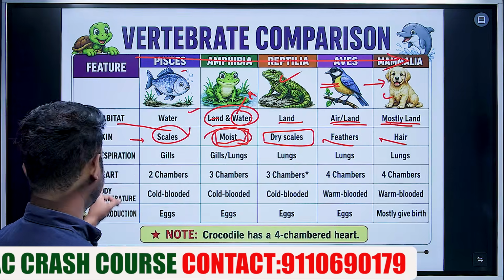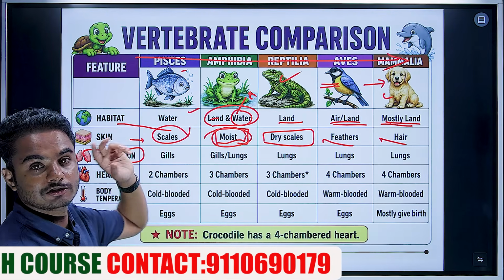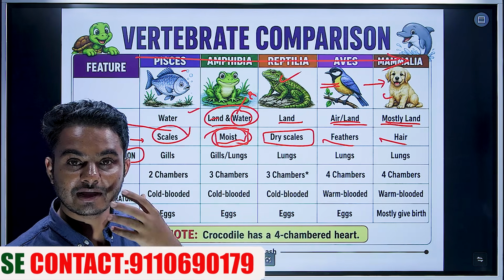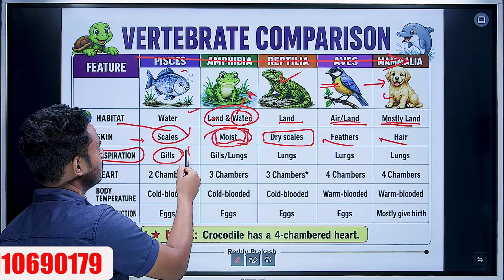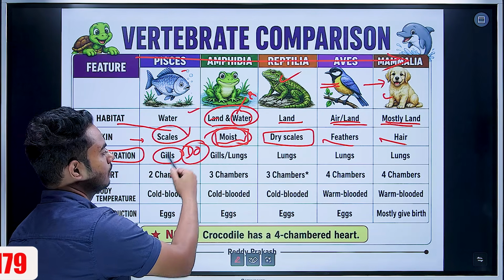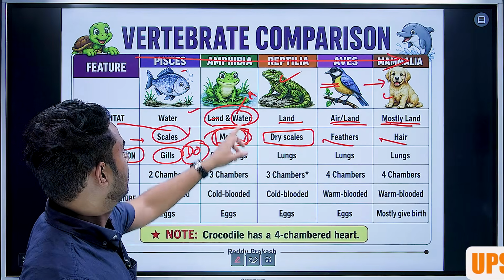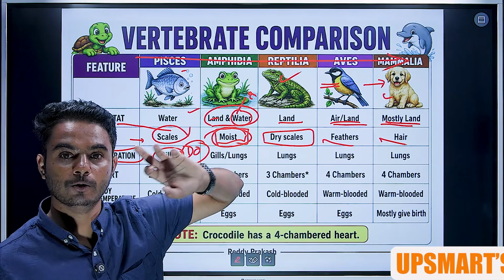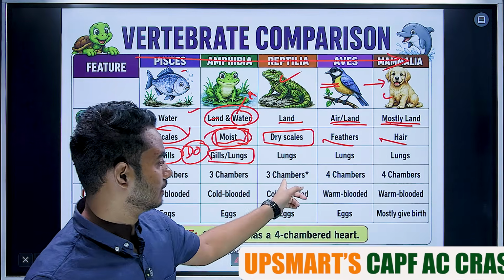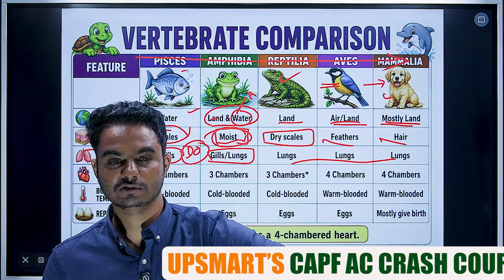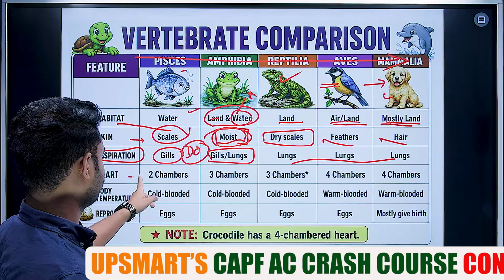Next is respiration. How do you think the fish will respire? How do you think the fish will take in the oxygen? It is through gills. Gills will absorb dissolved oxygen. Amphibia will live both in water and land, so they need both gills and lungs. Others, they are outside, so lungs. Easy concept. Next is heart.